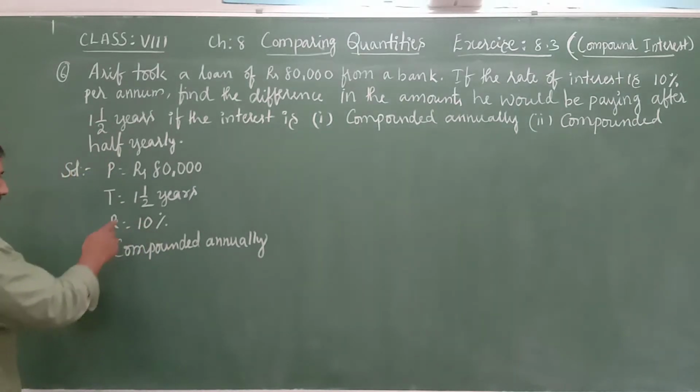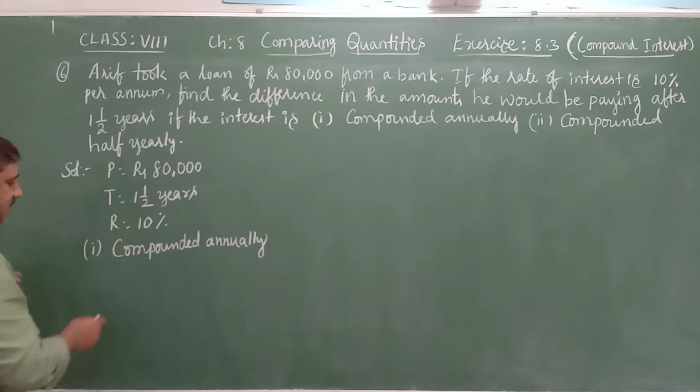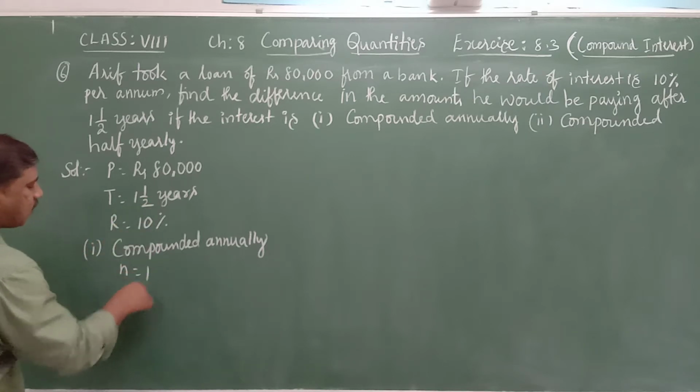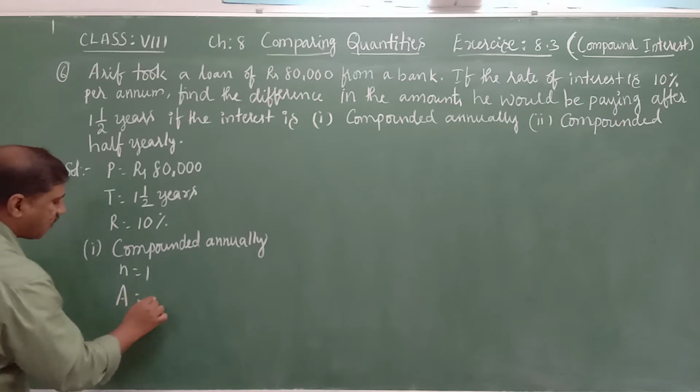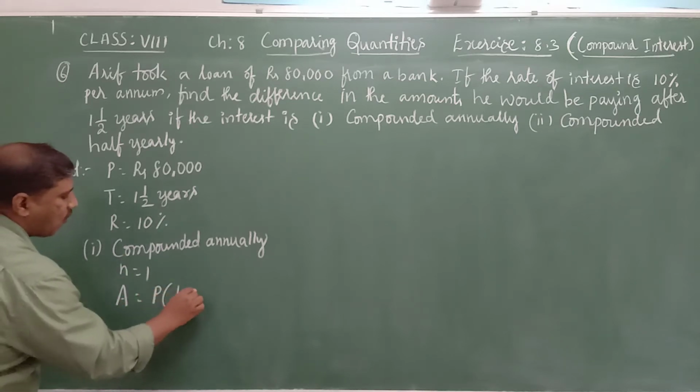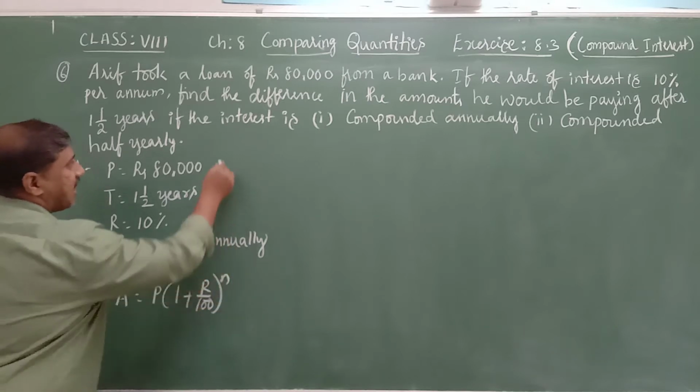So here, n is equal to what? For 1 year we are paying, then we find for the half year, that is 6 months. So treat n equal to 1, time period is 1 year. Now what is the formula? A is equal to P into (1 plus R by 100) whole to the power of n.